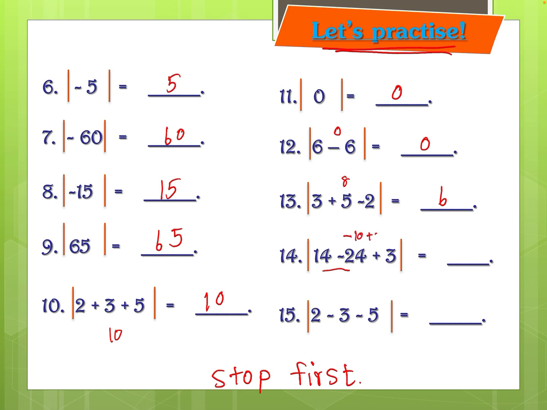but this is equal to minus 10. Minus 10 plus 3 is equal to minus 7, but we have the absolute value sign, so this is going to be positive 7. 2 minus 3 is minus 1, minus 5 is going to be minus 6. Absolute value of minus 6 is positive 6, like this.